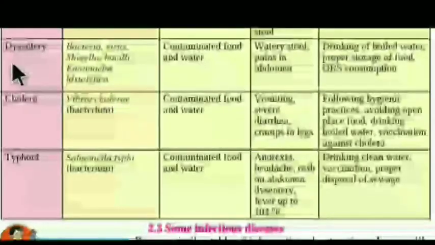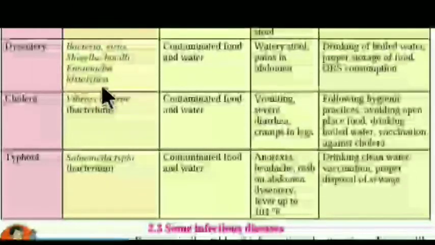Let us see the third, dysentery. It is caused by bacteria and virus: Shigella bacilli and Entamoeba histolytica. These are the pathogens because of which dysentery happens. Then the mode of infection: contaminated food and water. Then what are the symptoms? Watery stool and pain in the abdomen.